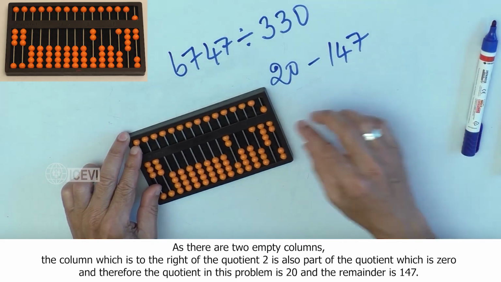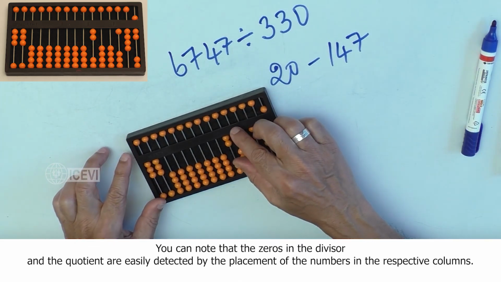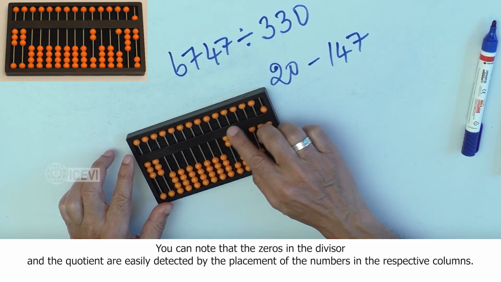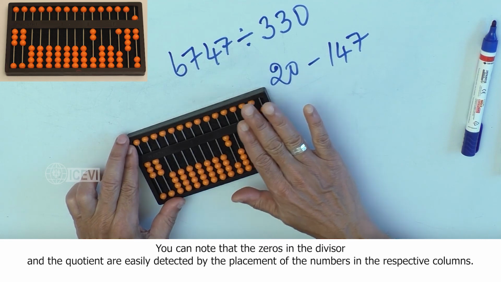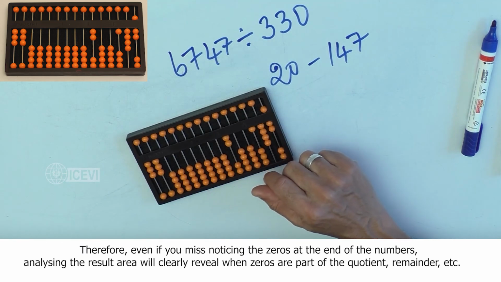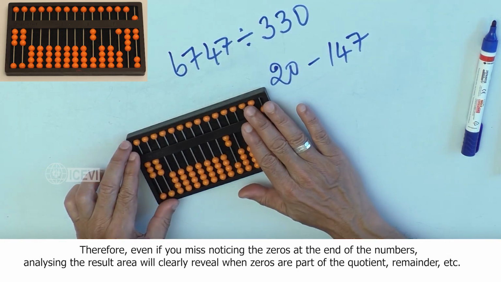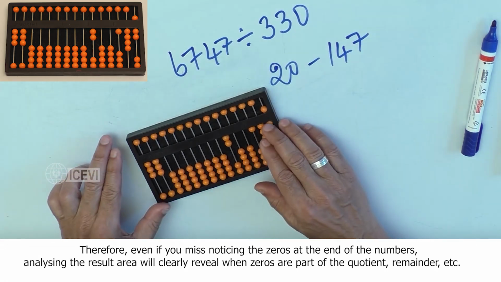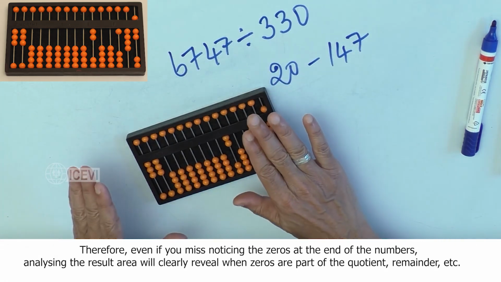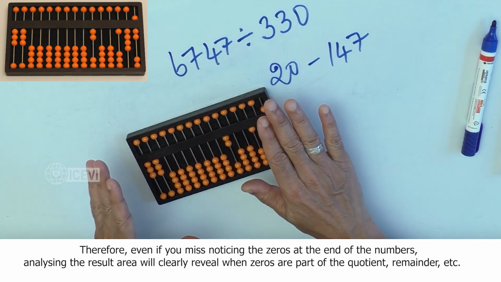You can note that the zeros in the divisor and the quotient are easily detected by the placement of the numbers in the respective columns. Therefore, even if you miss noticing the zeros at the end of the numbers, analyzing the result area will clearly reveal when zeros are part of the quotient, remainder, etc.